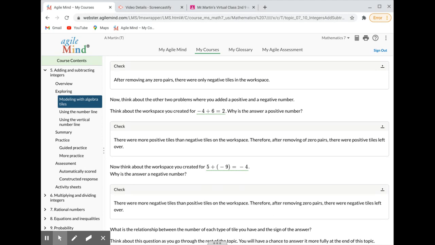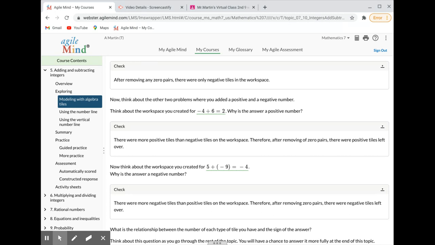All right. So when it asks what is the relationship between the number of each type of tile that you have and the sign of the answer, whichever part of the addition sentence has a greater absolute value, that's going to be the sign of your answer. If they both have the same signs, it's going to be that sign when you're adding, okay? So same signs, we add and keep the sign. All right? Does that make sense?